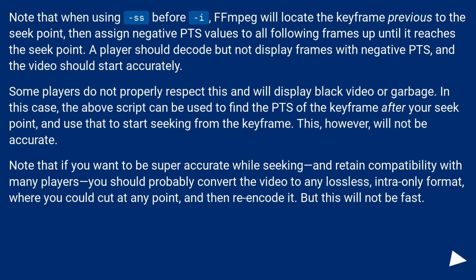Note that when using -ss before -i, FFmpeg will locate the keyframe previous to the seek point, then assign negative PTS values to all following frames up until it reaches the seek point. A player should decode but not display frames with negative PTS, and the video should start accurately. Some players do not properly respect this and will display black video or garbage. In this case, the above script can be used to find the PTS of the keyframe after your seek point, and use that to start seeking from the keyframe. This, however, will not be accurate.